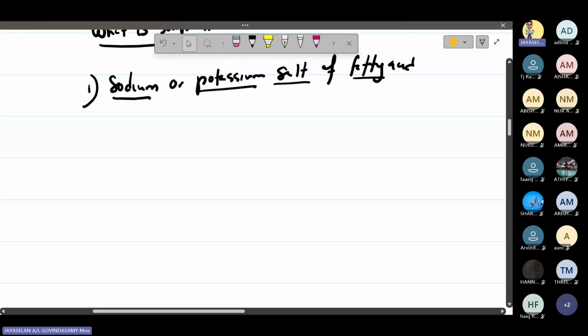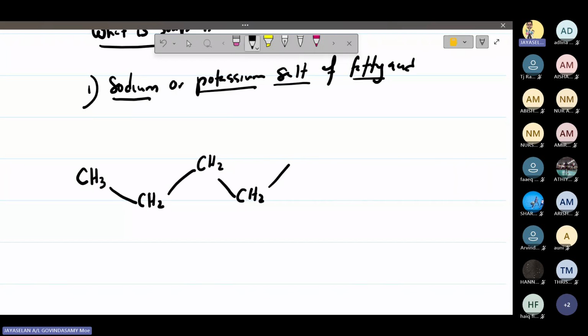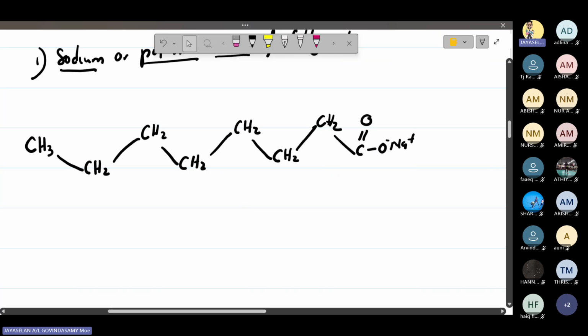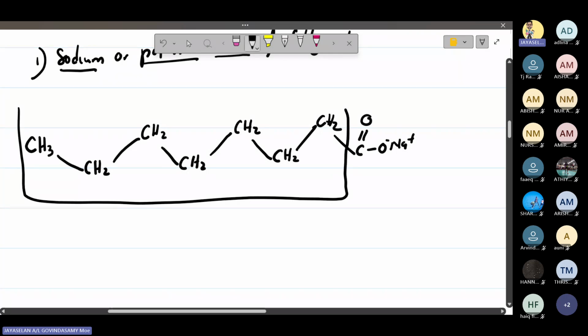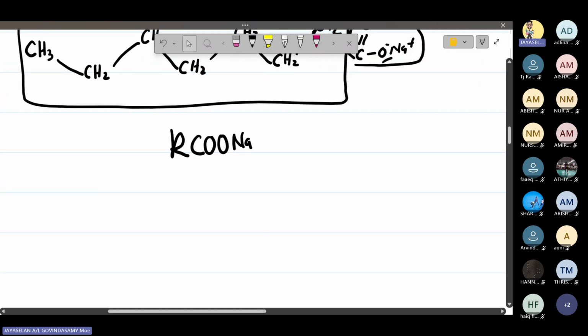Okay, I draw one soap. Complete one. CH3, CH2, CH2, CH2. This is a long chain alkyl group. CH2, then they draw C double bond O, O negative and Na positive. When you see this, this is soap. To make your work easier, all these alkyl groups, they represent with R. Then they take this one, they put here C, we got 1 O, 2 O, right? O, O, and Na. This is soap.